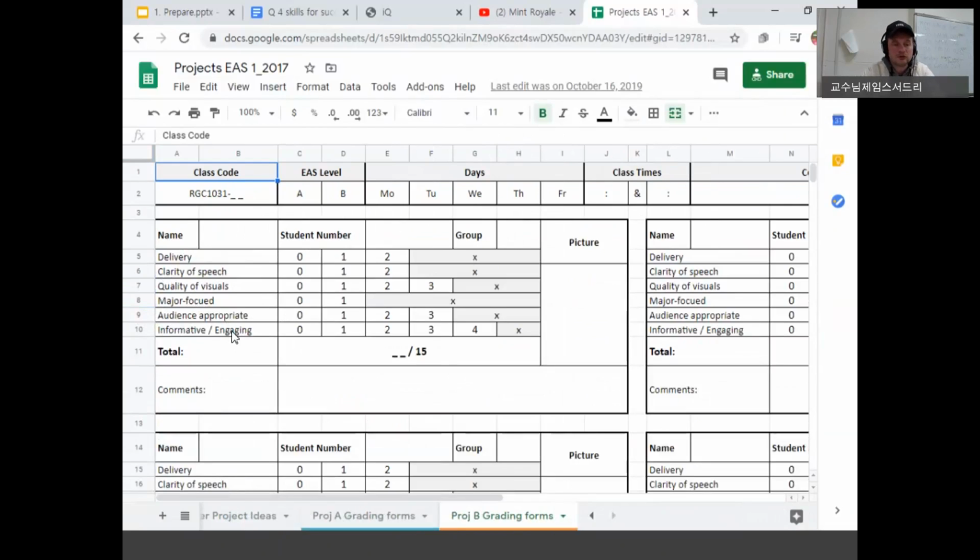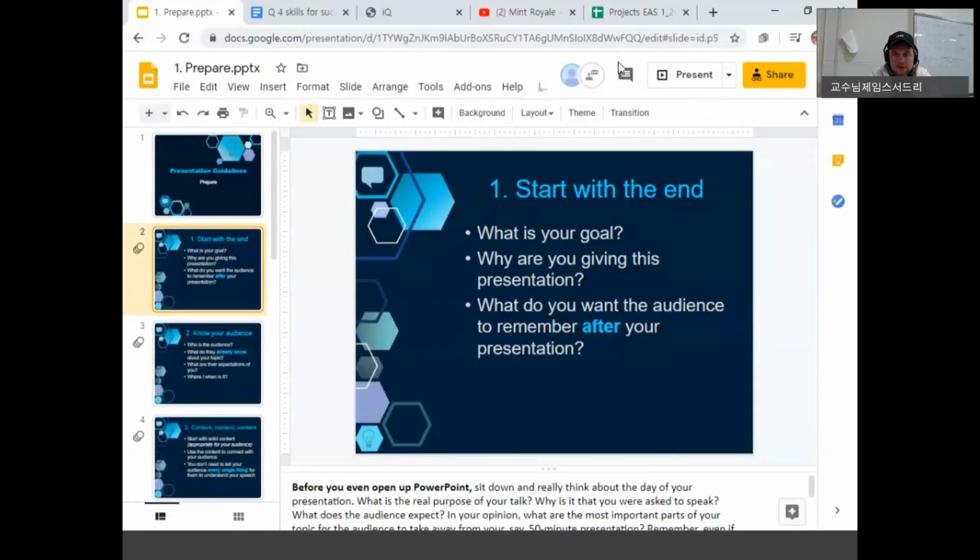Okay, so this one here, I think you can decide upon how you can make the delivery better, how you can make it more clear and higher quality. You don't need to worry about the major focus. It's got a lower score here anyway. Think about your audience and is it informative? Is it interesting? Let's go back to the PPT.